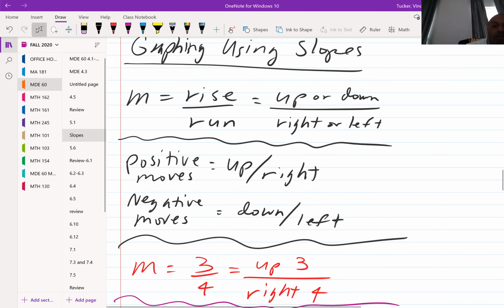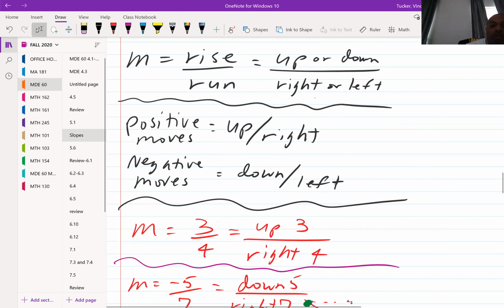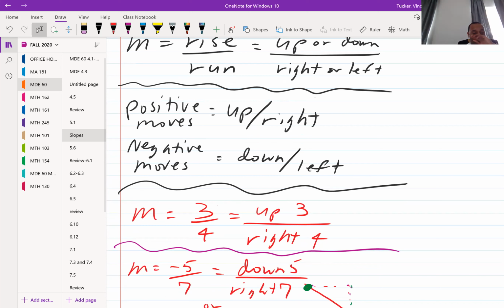All right. So if I look at having a slope of 3 over 4, m represents our slope. So that's a positive 3 over positive 4. So it means I will go up 3, right 4. Positive 3 over positive 4 is telling us to go up 3, right 4.